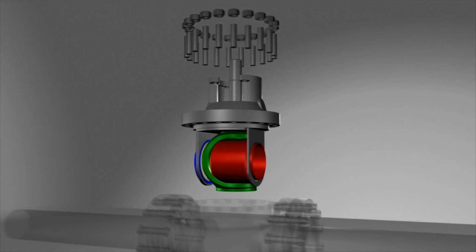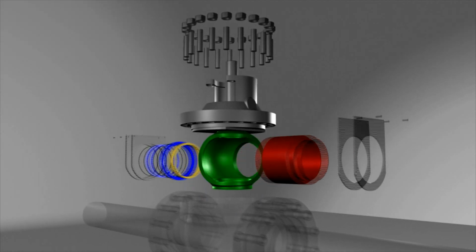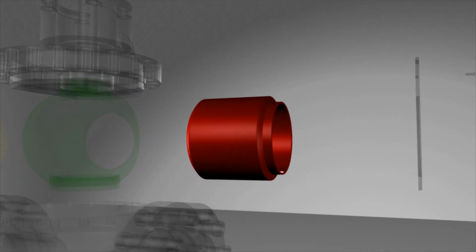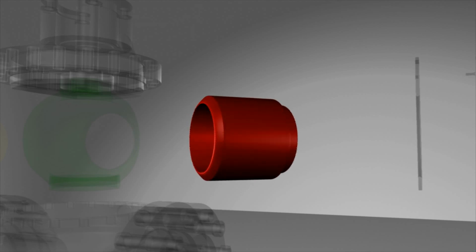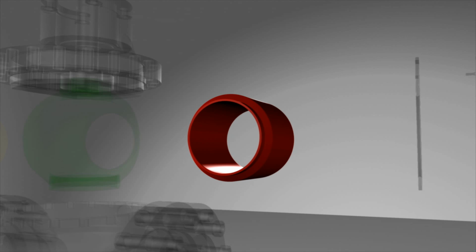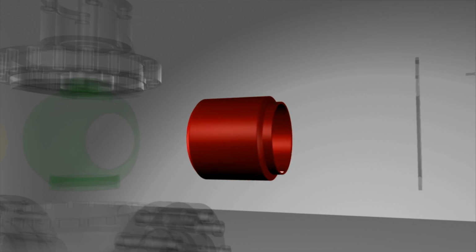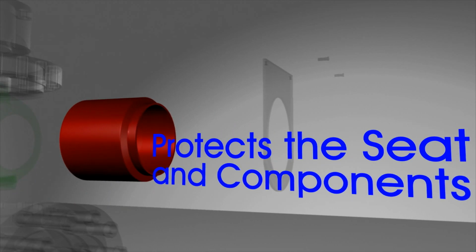The stationary core maintains a linear flow of fluid through the valve, directing flow away from the seat ring. Unlike conventional ball valves that expose the seat to damaging media flow, the HCV valve protects the seat and components from erosion.